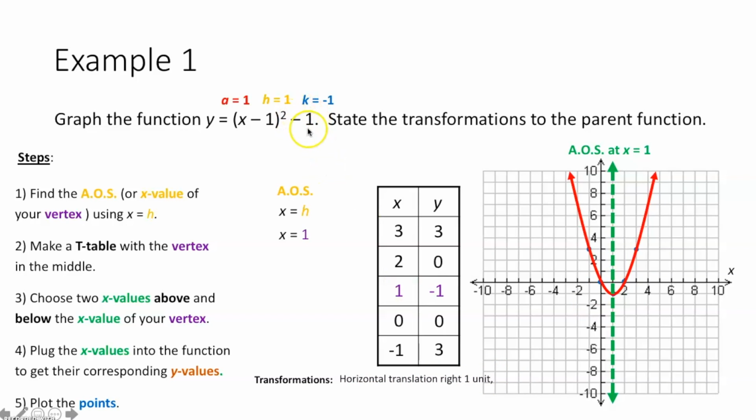Then your k value is -1. That controls whether the graph moves up or down. Since your k is -1, that means that your graph, your parent function, shifted down 1. So we shifted to the right 1 unit, and then we had a vertical translation down 1 unit. So right 1, down 1. Yeah, that's how we shifted our parent function.